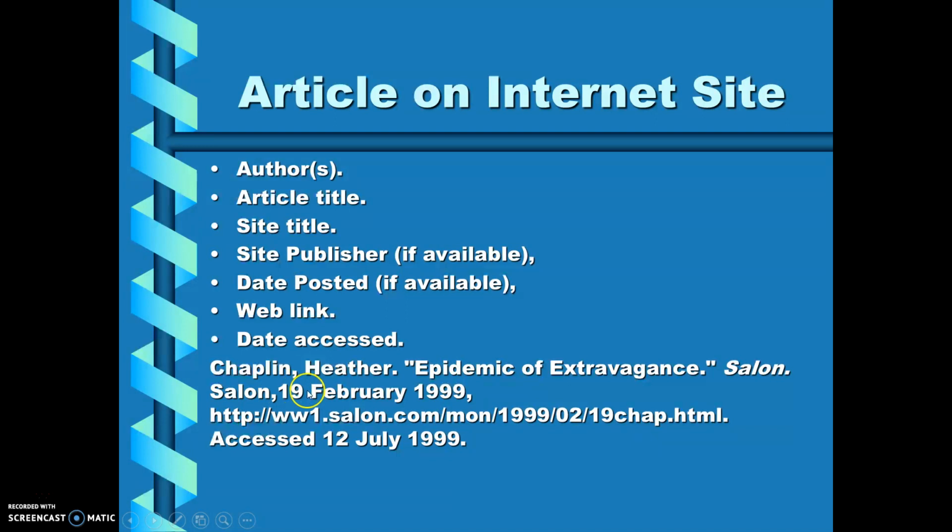This date here is the date that the article was originally posted online, okay? If that date is not available, then we would go right from the next part of the citation that was available, in this case, the site publisher, to the web link. And then whether you have this first date or not, at the end of the citation, after the web link, you're always going to give the date that you accessed that content.